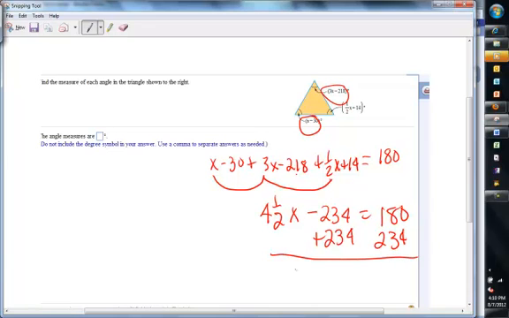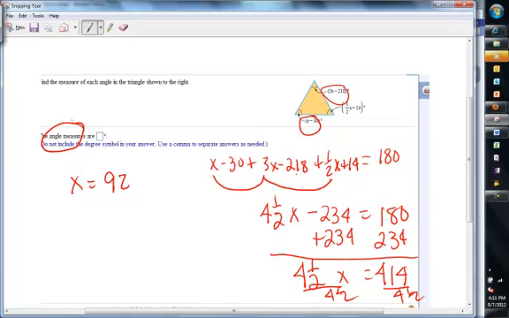We get 4 1/2 x equals 414. Divide both sides by 4 1/2. So I'm going to press 414 divided by 4.5 since it's a decimal. And I get x is 92. We don't care what x is, we care what the angles are.